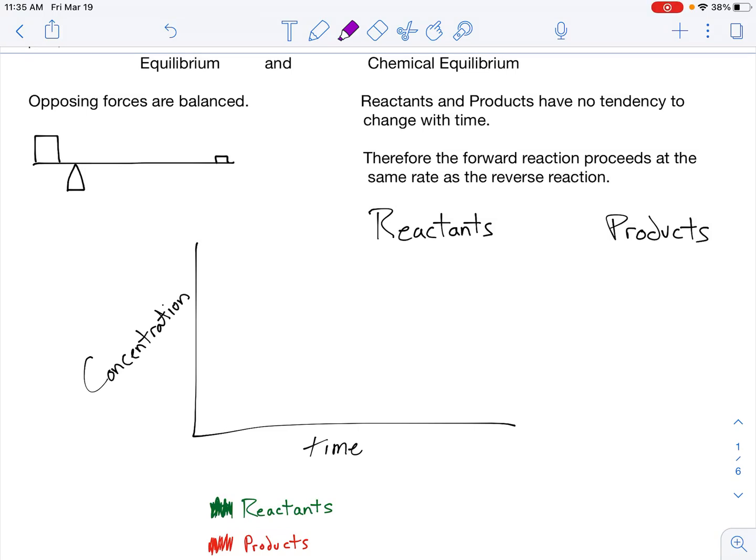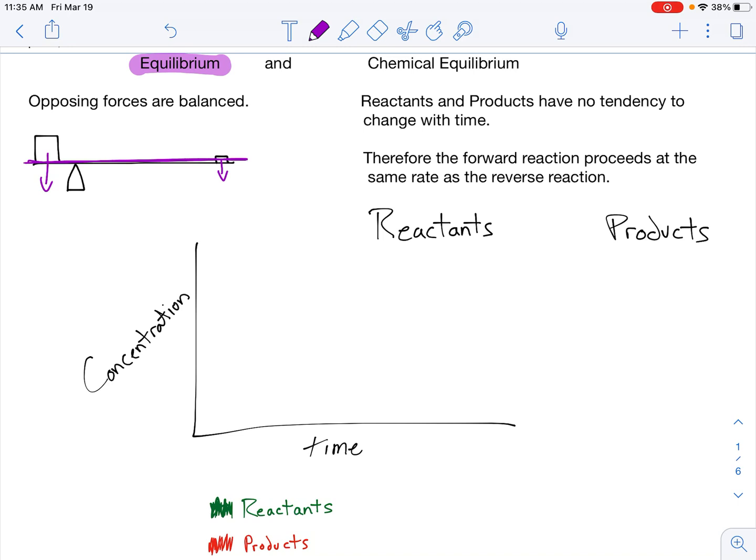Let's start with the equilibrium you are familiar with. Opposing forces are balanced. So in this little drawing here, why is it possible that this line is horizontal? Well, because this force is equal to this force, and therefore this line is nice and steady. Chemical equilibrium is a little bit different.